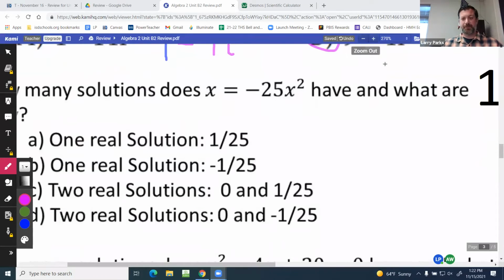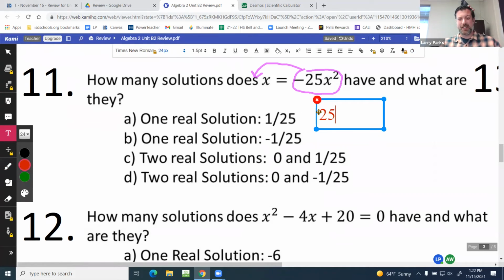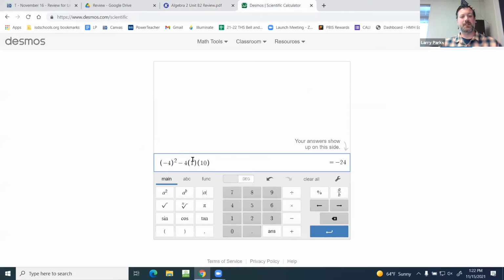All right. Oops, pushed the wrong button. How many solutions does this have? Okay, if this were me, I would pull this over to the other side. And I would recognize that that would be 25x squared plus x equals 0. And you have Desmos at home, and I don't have much time to go through this, so I'm going to use Desmos. I'm going to type that in.